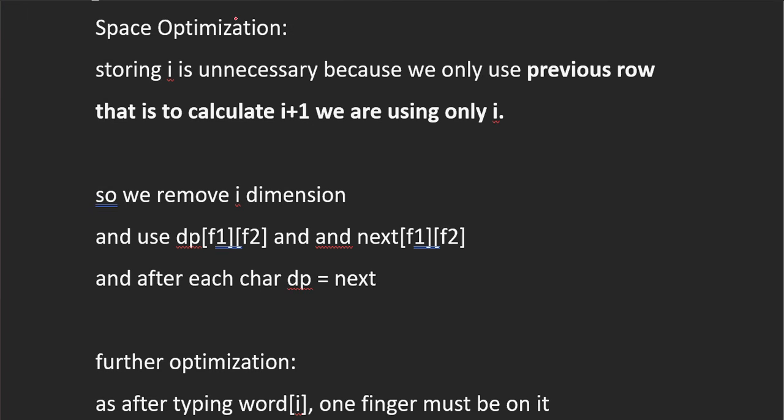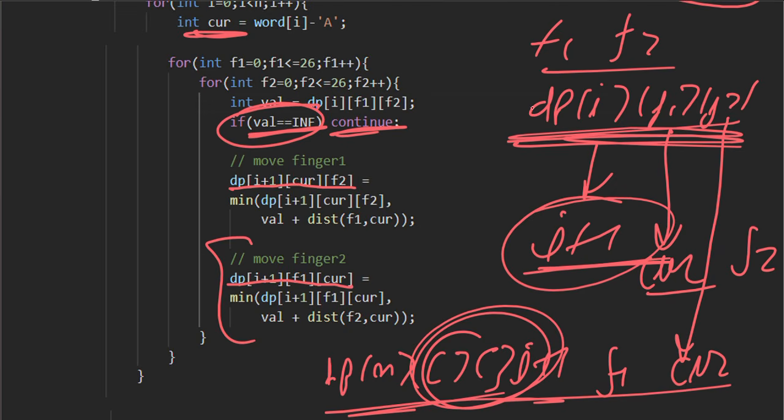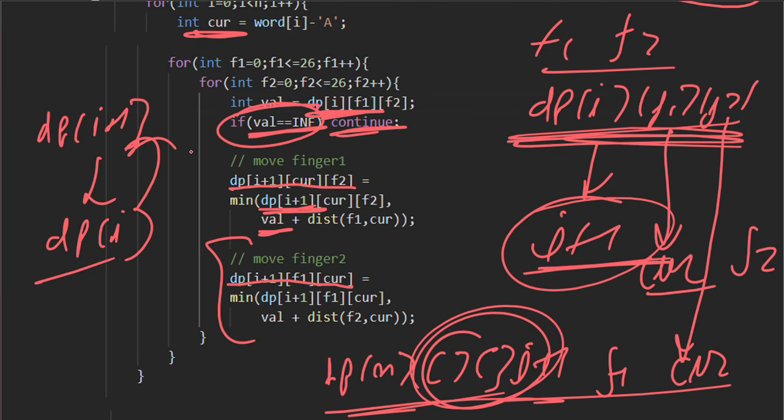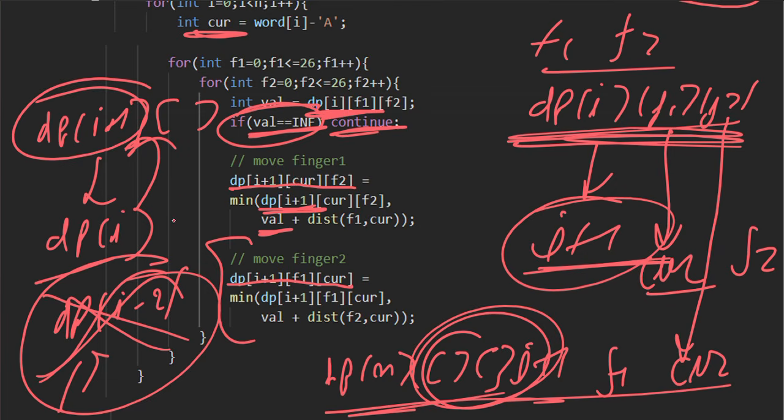Now in this code, if you see, to compute dp of I plus 1, we are using only dp of I. We are only using dp of I to compute dp of I plus 1. So instead of storing dp of I minus 2 and I minus 1 and so on, there is no need to store that. Instead of storing those, we only need the I and I plus 1 states' dp, f1 and f2. So can't we just use two 2D dps instead of one 3D dp?